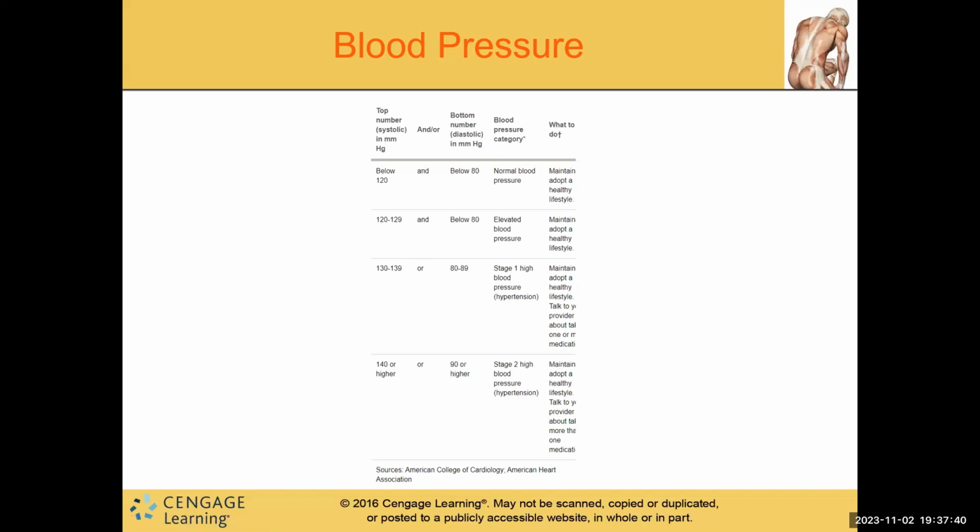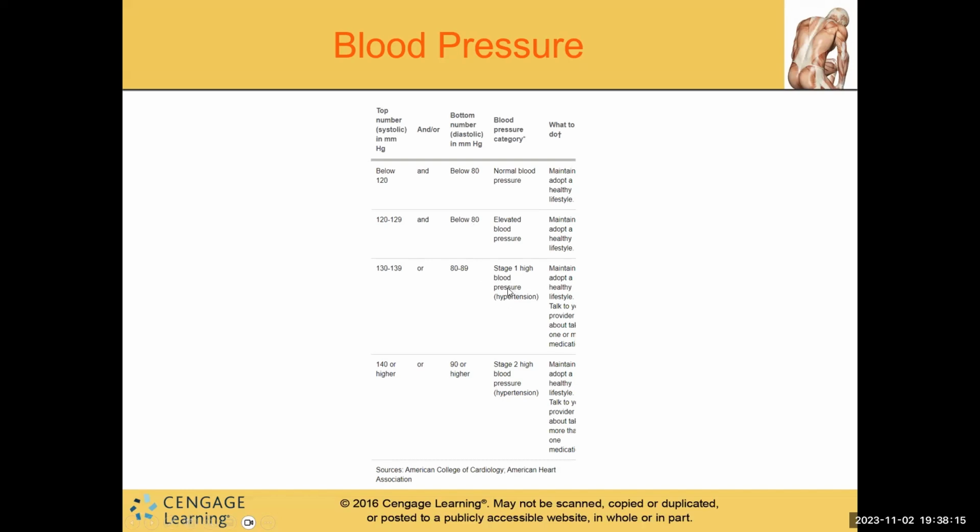So this is blood pressure. Kind of normal, we'll look here at the top. To maintain a healthy lifestyle, the systolic blood pressure should be 120 or less. The diastolic should be below 80. Slightly elevated is systolic 120 to 129 with diastolic below 80.